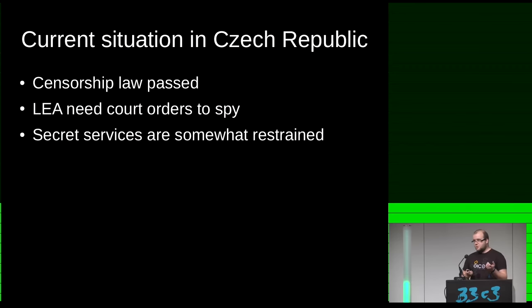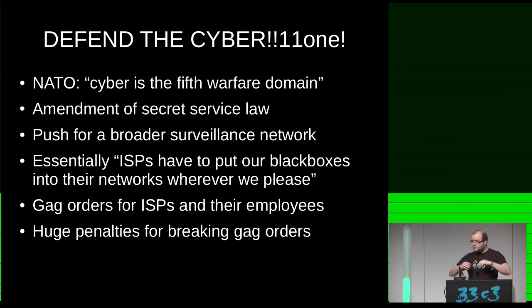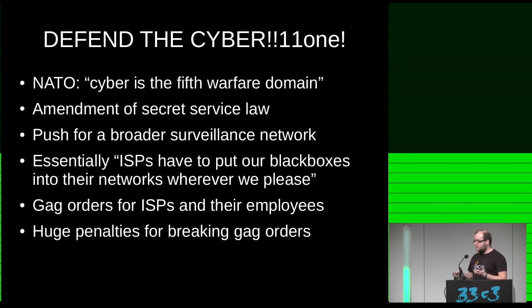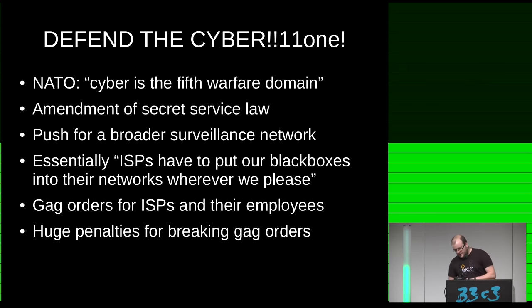What is changing now is that everybody wants to defend the cyber. Even NATO said that cyber is the fifth warfare domain. So they brought this new amendment to the secret service law that basically says every ISP has to implement a black box, and it's not really concrete. They can put anything inside. It could be an interception box, it could be NetFlow stuff, or it could be anything else. And the thing is that they're not even ashamed that GCHQ helped them to draft this amendment, which is really worrying for us.